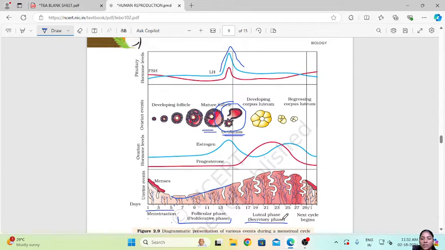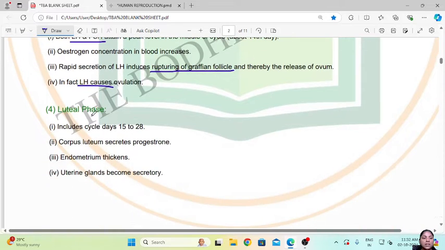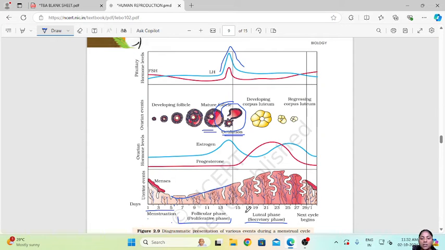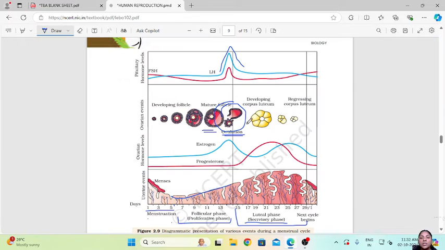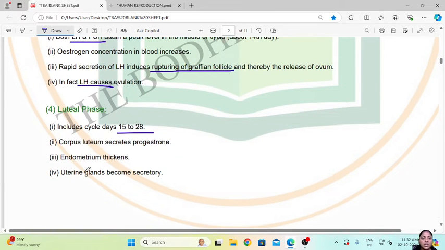Then after this is the luteal phase, the fourth phase, and it includes the days from 15 to 28. Now the corpus luteum secretes progesterone. So during this time, the corpus luteum will secrete progesterone. Then again the endometrium thickens.